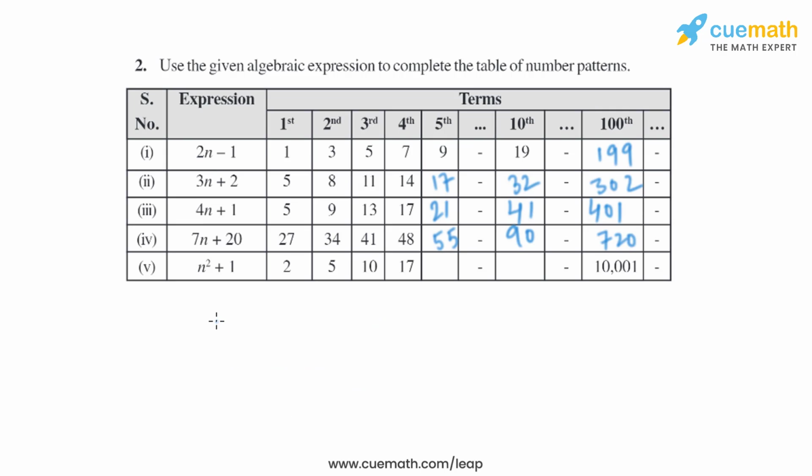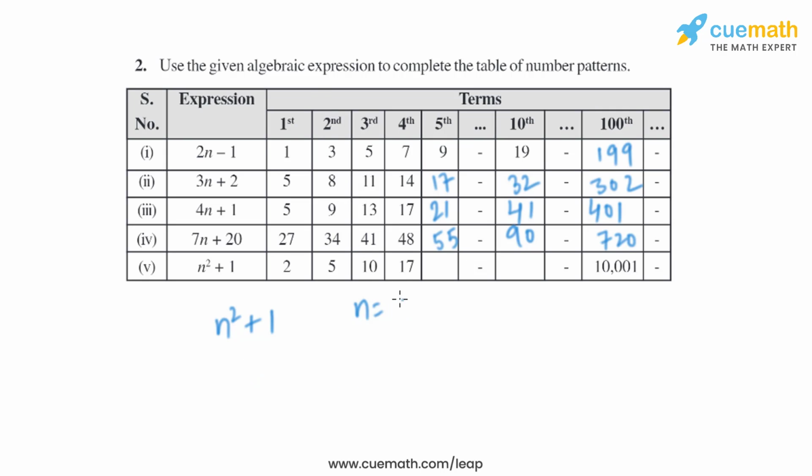Now the fifth expression that is given is n square plus 1 and we have to find the value for the 5th and 10th term. Let's begin with the 5th term. Let's take the value of n as 5. So it will become 5 square plus 1, that equals to 25 plus 1, which is same as 26.